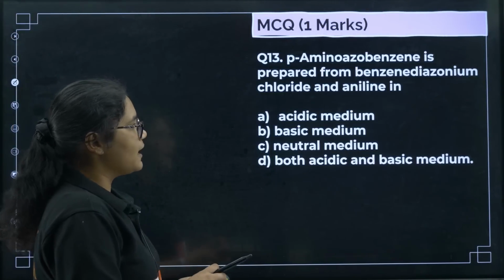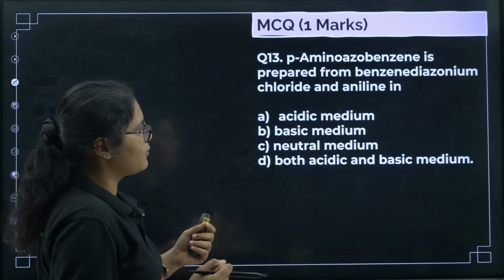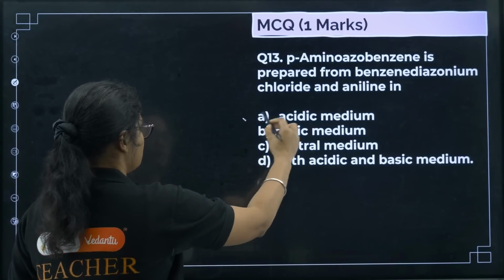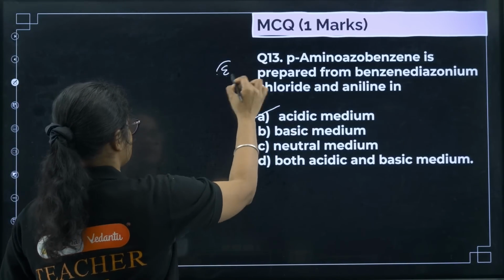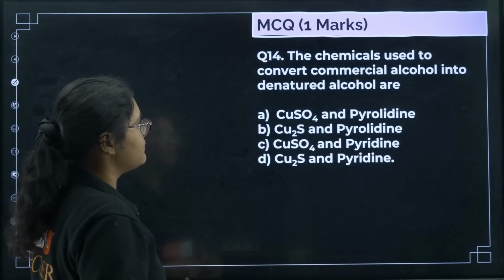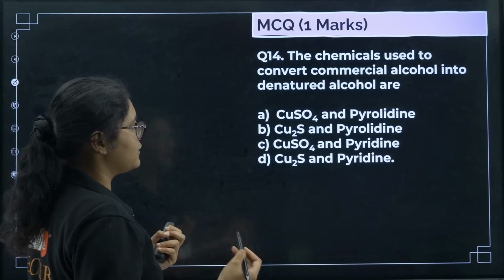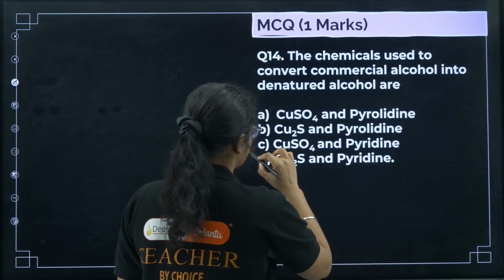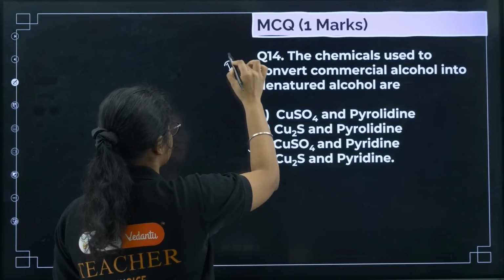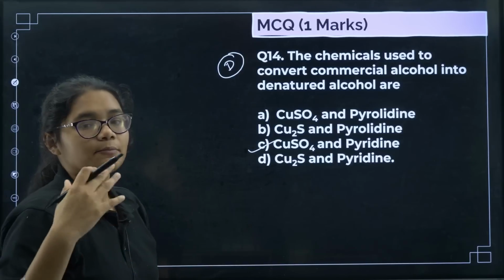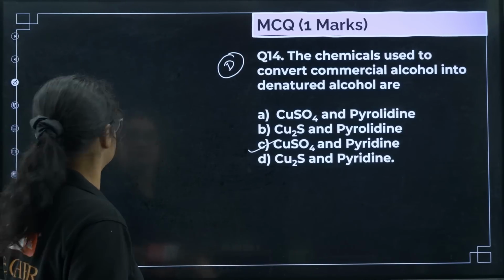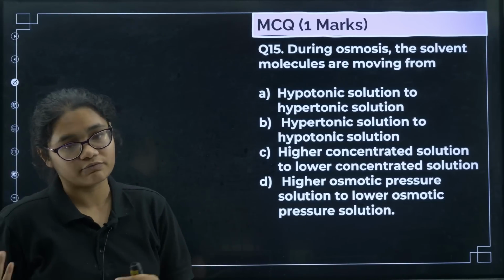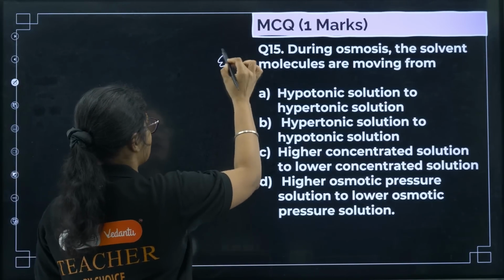Next, para-aminoazobenzene is prepared from benzene diazonium chloride and aniline in. So it is a slightly acidic medium, option number A. So this is also an easy question. Next, the chemicals used to convert commercial alcohol into denatured alcohol are copper sulfate and pyridine, option number C. So I can say this one is a difficult question if you haven't studied the NCERT book line by line.